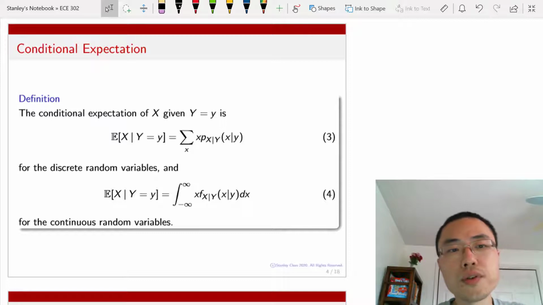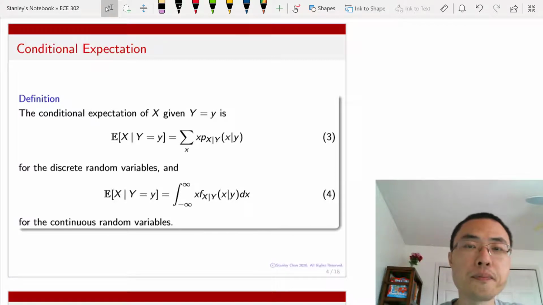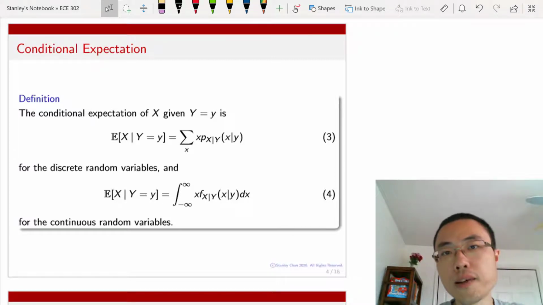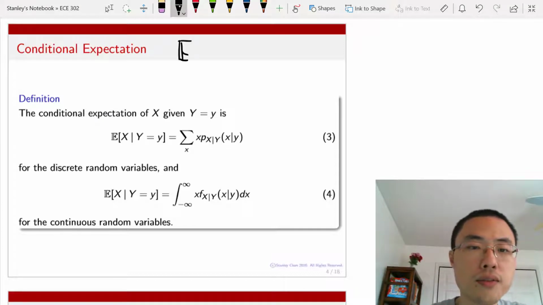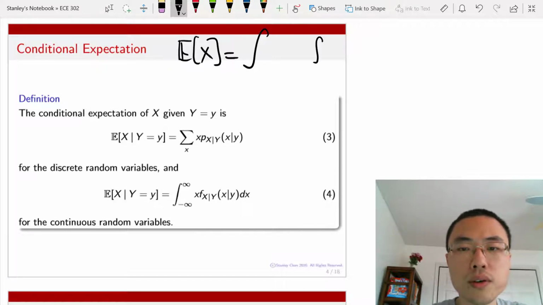So what is the definition of a conditional expectation? Whenever you talk about expectation, you need to specify the PDF or the PMF. In a normal setting, when you have a random variable, you take the expectation of x, which equals the integration of x times f_X(x) dx.